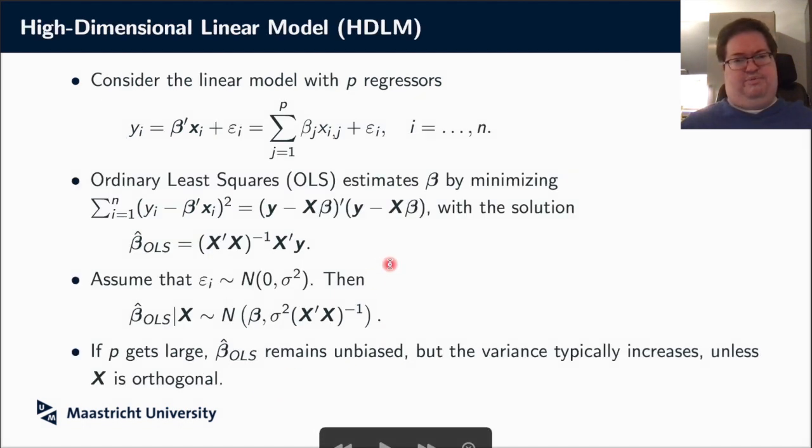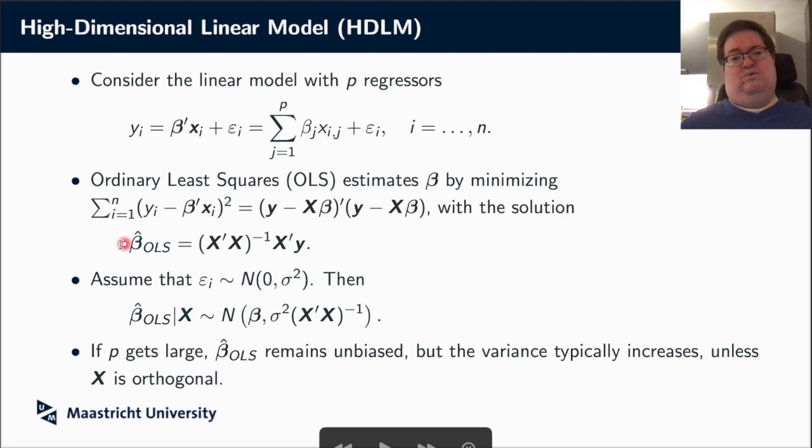So let's see what happens if we have a high dimensional model and we do least squares. Least squares is, of course, our most basic estimation method. What are we going to do? We're going to take the sum of squared differences between y and the fitted values, and we're going to minimize that. And of course, if you work it out, you get the familiar formula for least squares, which looks like this.